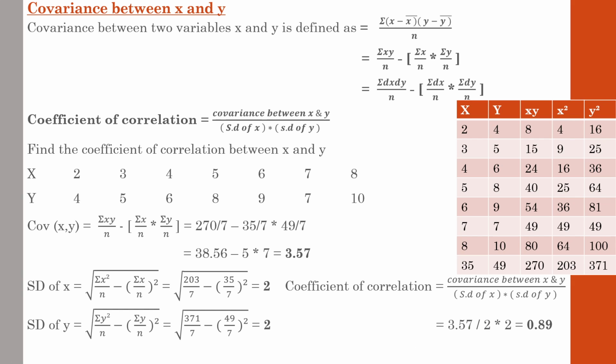So this is how you find the coefficient of correlation using the covariance between x and y. Just go through it and familiarize yourself with the equations. If you have any queries, please let me know. Let us go to the next case.